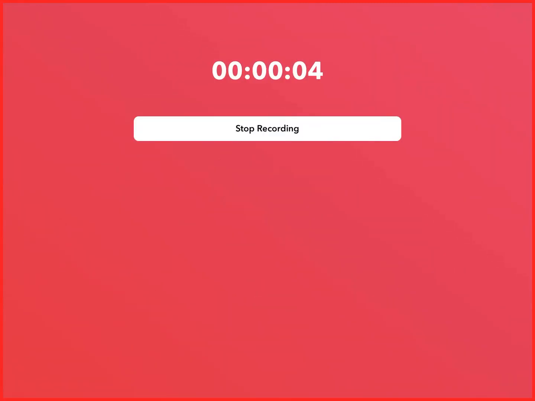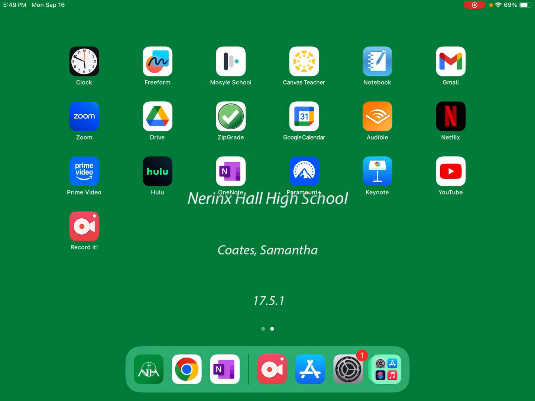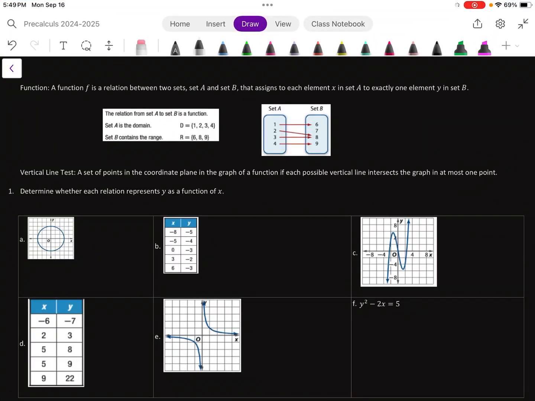Hello. Today we are going to do functions. Some of this you've already seen before, but let's go ahead and refresh about what a function is before we really get into the characteristics of them. A function is a relation between two sets, A and B, that assigns each element X in set A to exactly one element in Y.